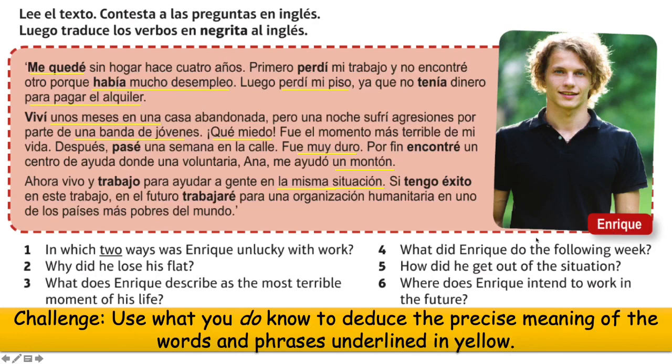Now you have 6 sentences here. Just write leer and answer them in English. So let's do the first one together. It says, in which 2 ways was Enrique unlucky with work? So first of all, he lost it. Perdí mi trabajo, and then he did not find another one. So that's the 2 ways.